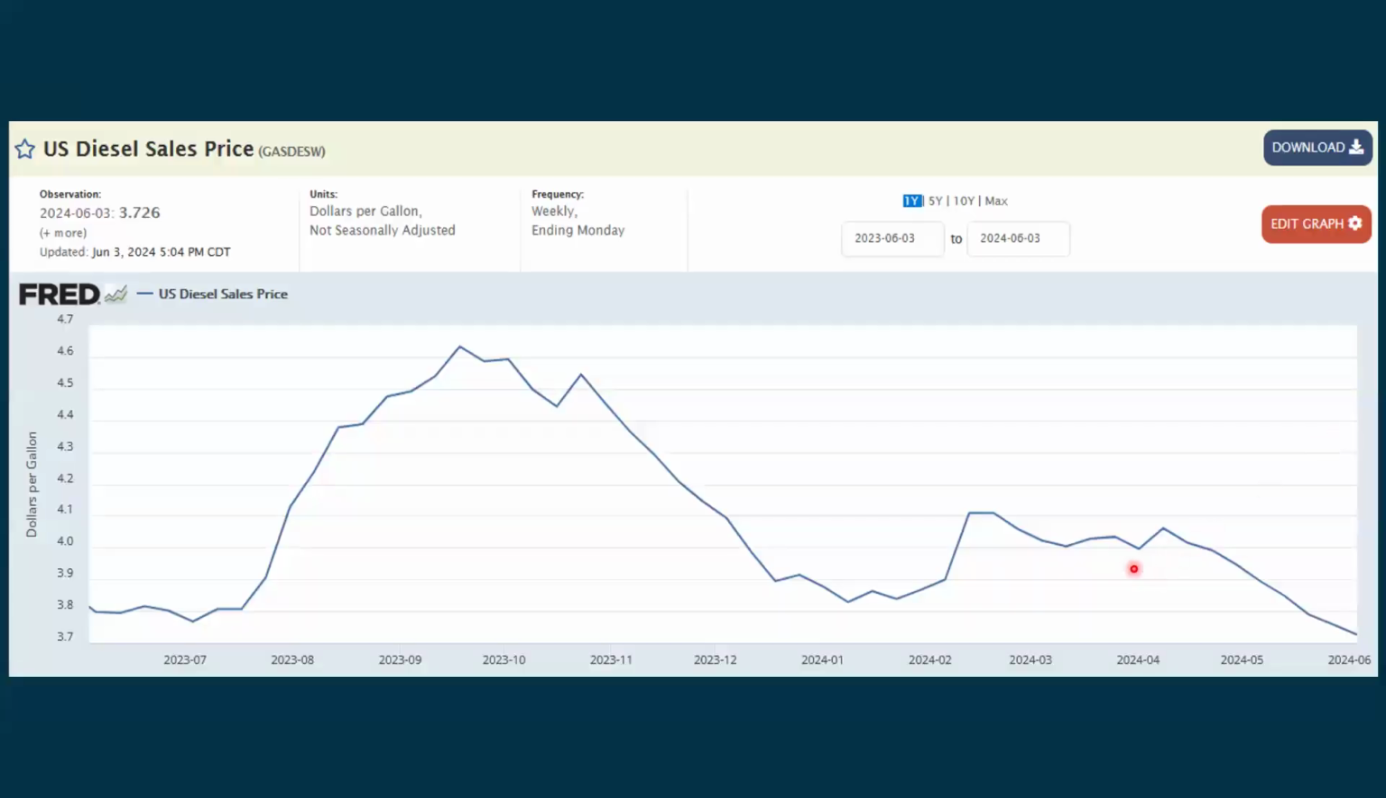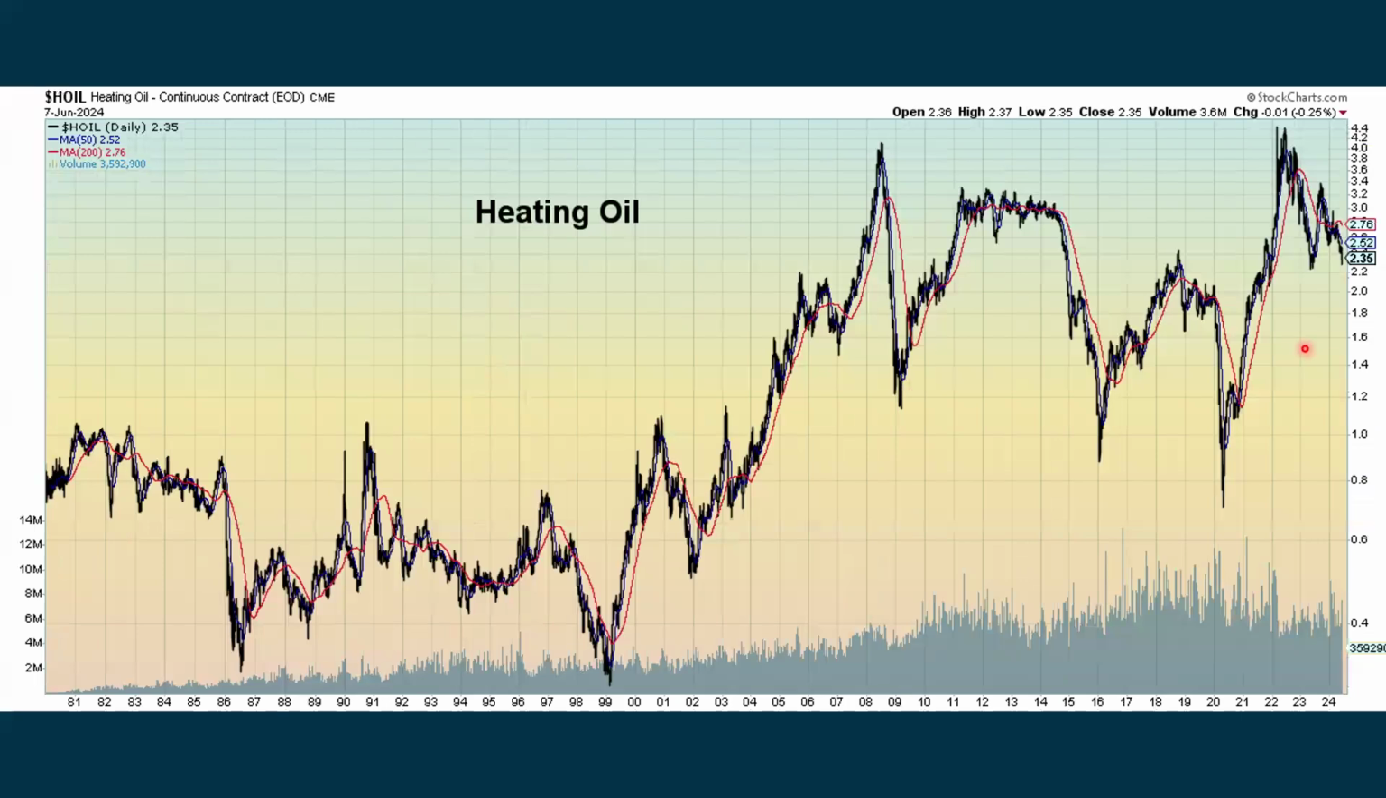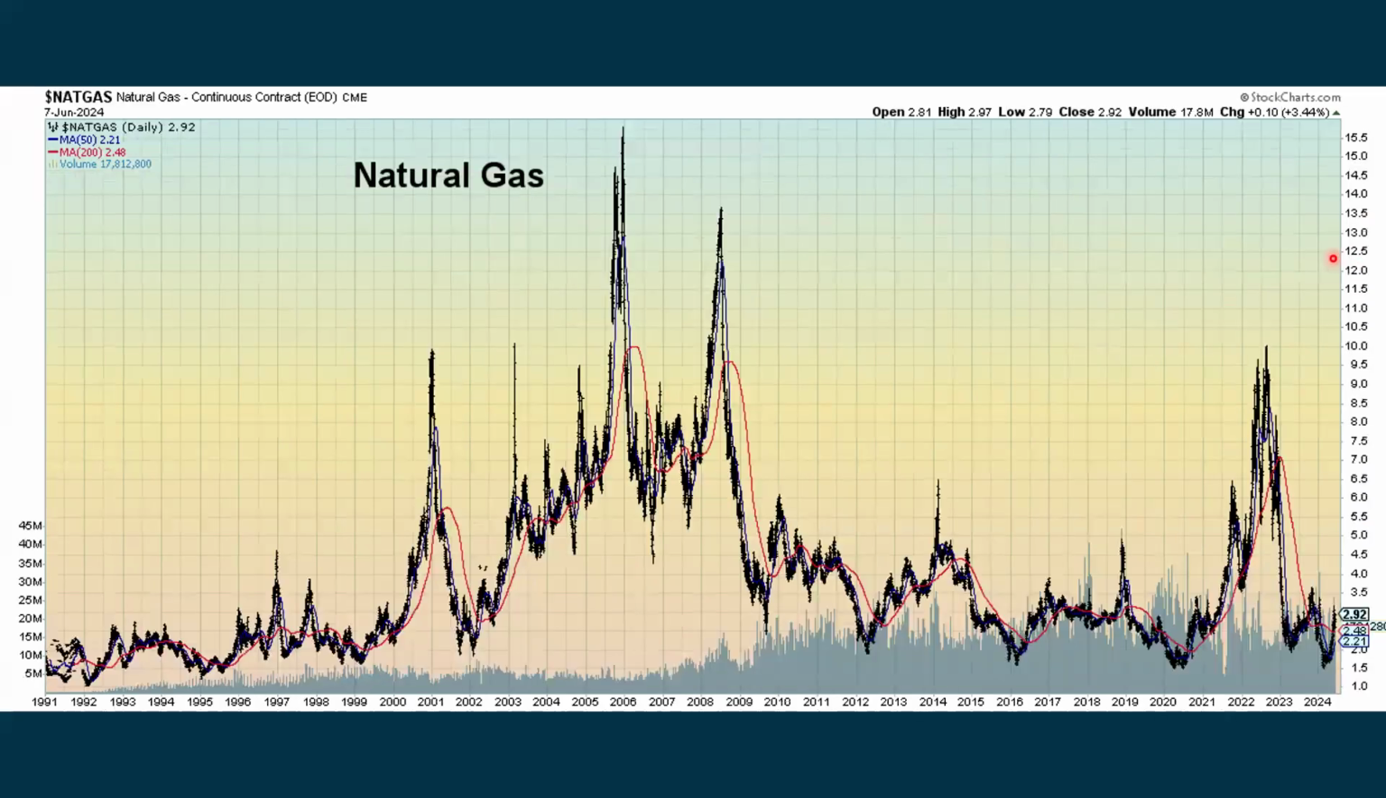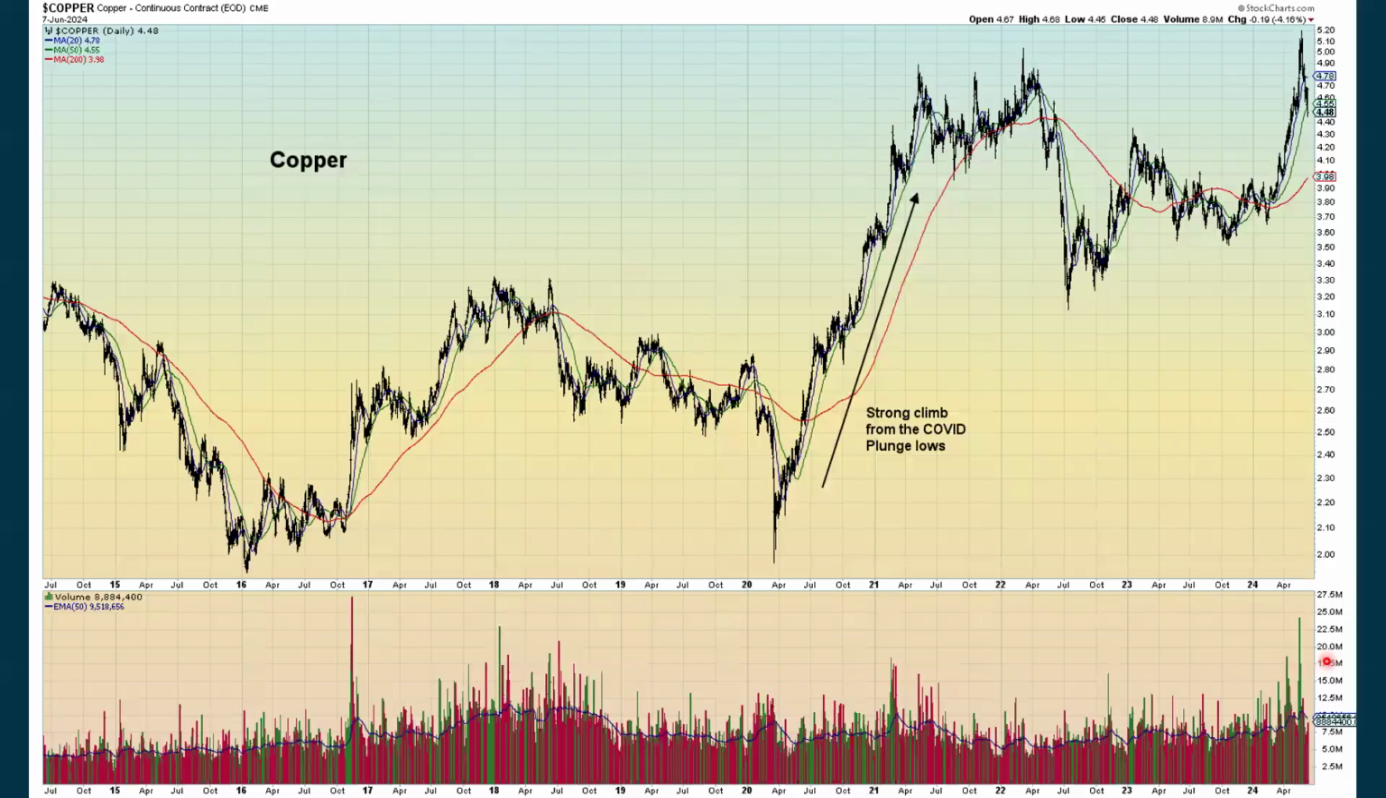This is diesel, which has also been declining. This is mainly for trains and 18-wheelers that have to ship products. Heating oil, well, we're in the middle of summer, but still, it has been declining lately. Natural gas is still declining, but it has been bouncing up after really seeing a big downward move.